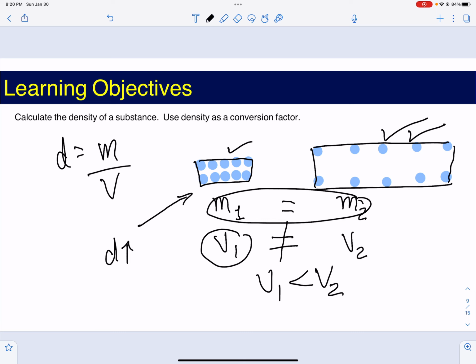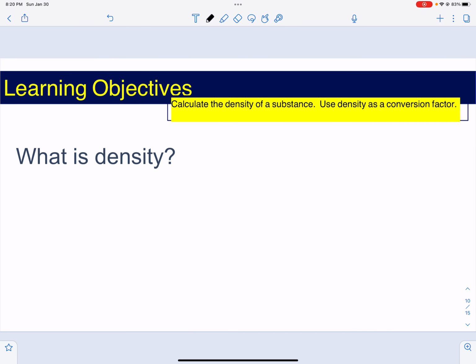So what can we say about density? The closer the particles are, the more dense something is going to be, because it takes less space. That's very different from saying density is mass divided by volume. And that's what we just did. What is density? So we know how to calculate it, right? We can calculate density by taking the mass of the substance and dividing it by the volume.